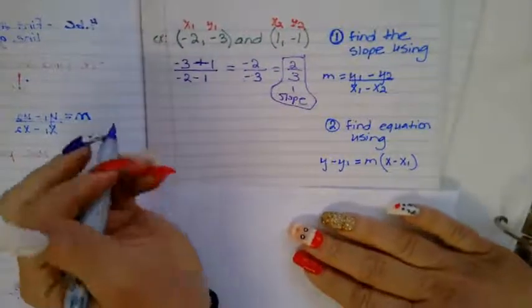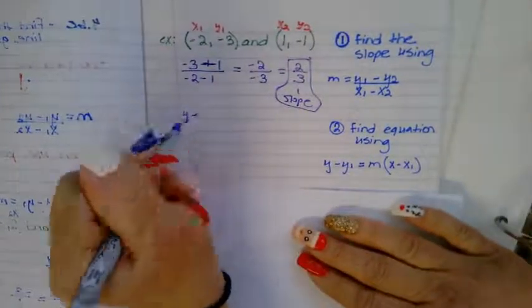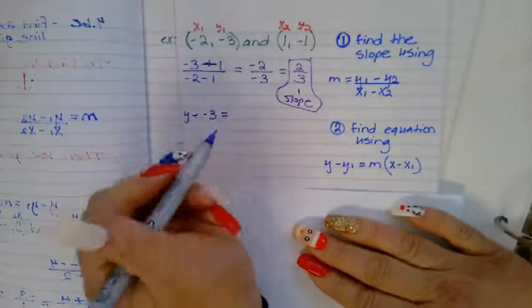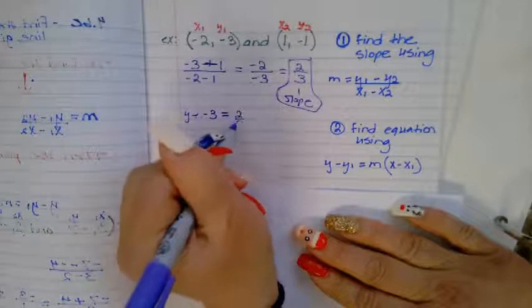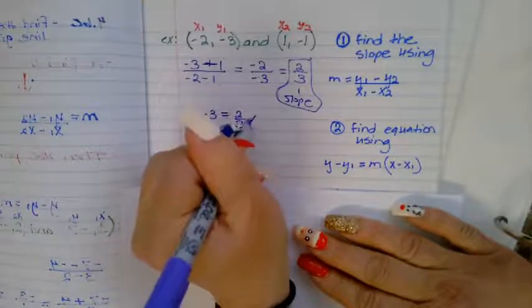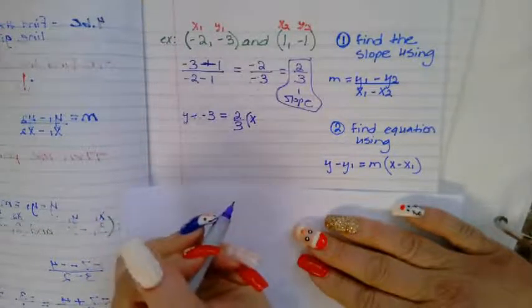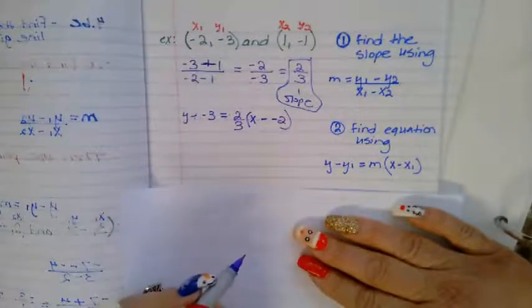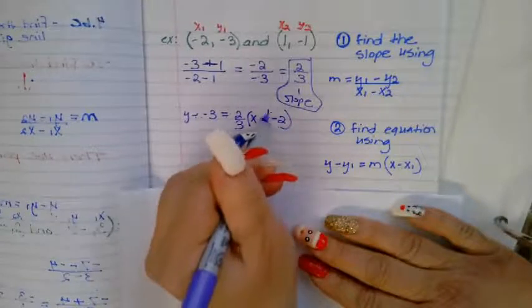So we have our y minus our y1, which is negative 3, equals m, which is our slope. So put your 2/3 there. And then x minus x1, which is a negative 2. So minus a negative 2. You know that's going to turn into a plus sign, right?